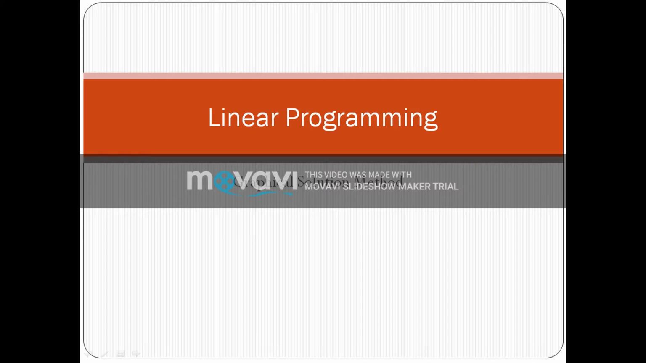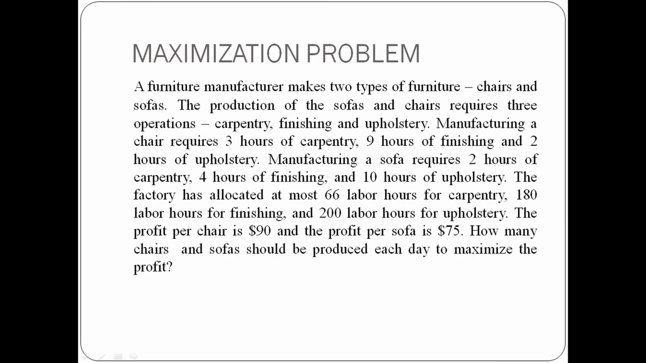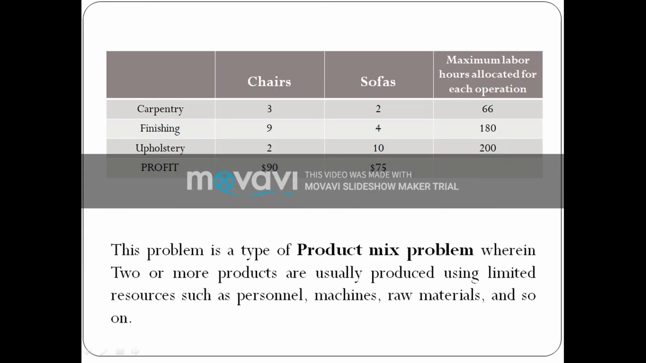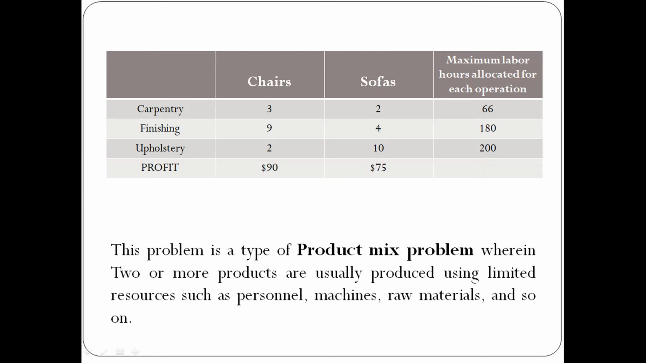Now, here are the steps in formulating a linear program. First is to completely understand the managerial problem being faced. The furniture manufacturer's problem is to determine the best combination of chairs and sofas to manufacture in order to reach maximum profit. First, we summarize the problem in a table to understand the problem better.